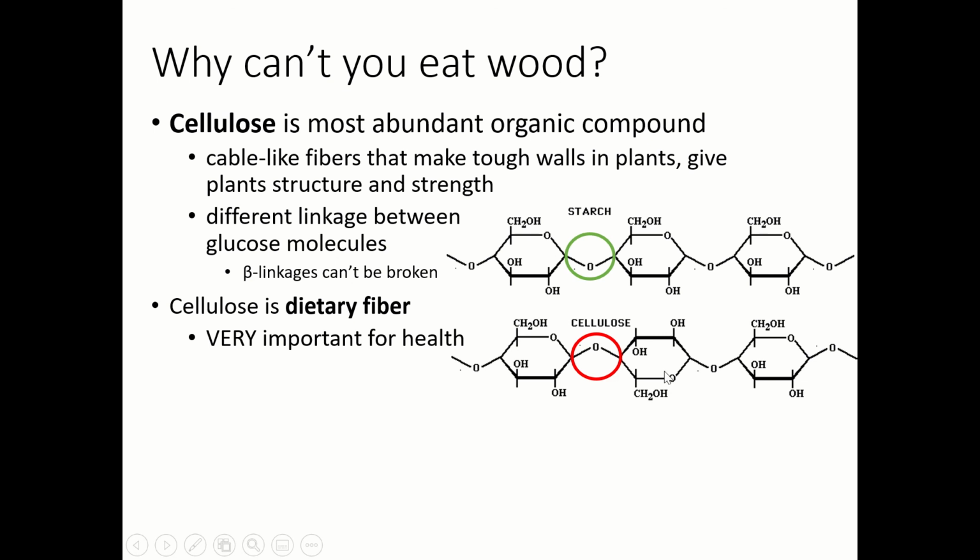All right, so the difference between cellulose and starch is the shape of this bond between the two glucose molecules. They're both polymers of glucose. The only difference is the shape of the bond. One of these, the one in starch, we can break down. The one in cellulose and in chitin, we can't break down.